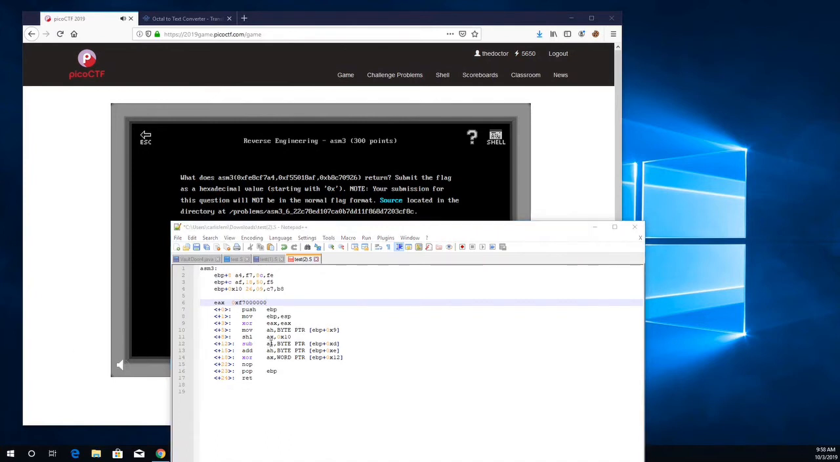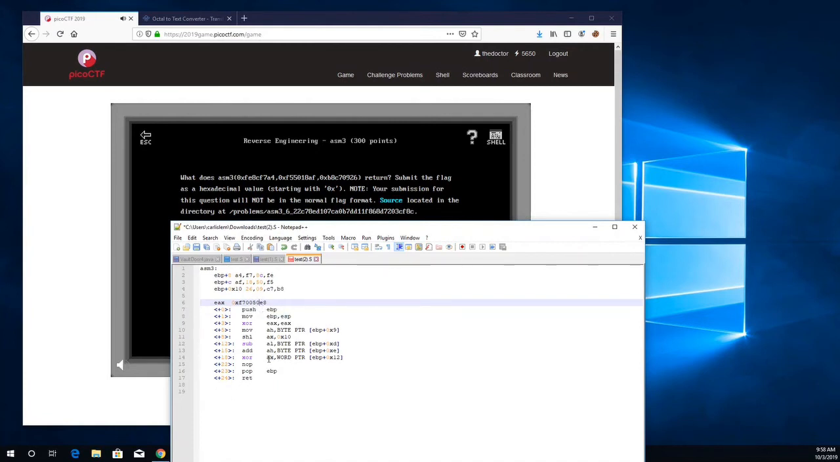Okay, so now we're going to subtract from AL the byte at EBP plus D. So that's this byte. We're going to subtract that here. So that should give me E8? E8 plus 18, that sounds right. Then we're going to add to AH this byte 50.